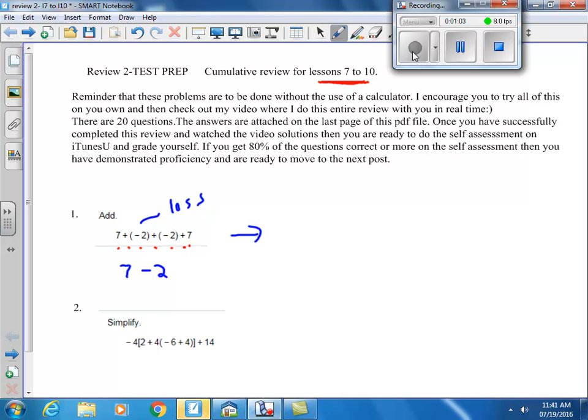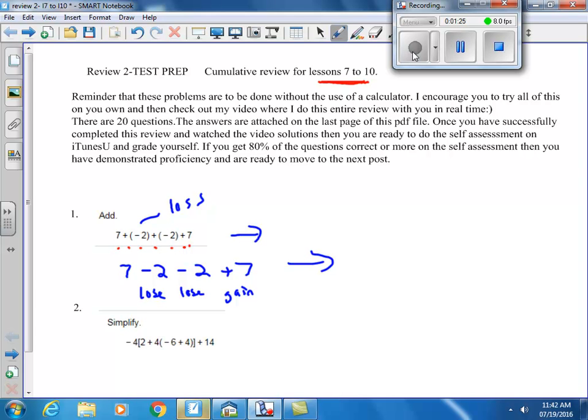and then, adding a negative, that's just like a loss. So I'm going to lose another 2, and then I'm going to gain 7. So I'm just going to write here, lose, lose, gain. Might be easier to think that way. All right. So again, adding a negative, 7 plus -2, means the same thing as 7 minus 2.